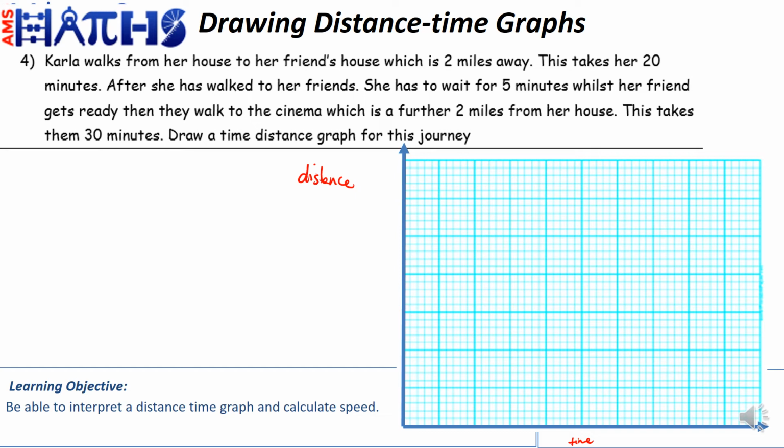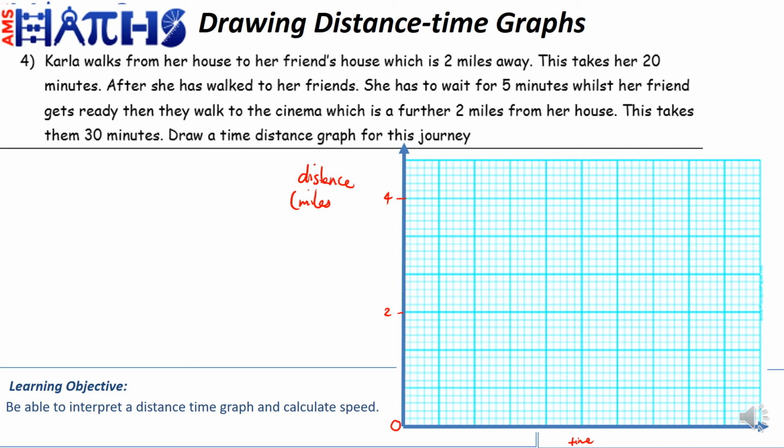Now she walks from her house to Carla's 2 miles away, stops at Carla's, and then walks for another 2 miles further from her house. So that's a total of 4 miles. Okay, so we need to choose a scale that goes from 0, that is useful, that will give us 4 miles. 1, 2, 3. Okay, 2 miles, 4 miles. Okay, equal spacing.